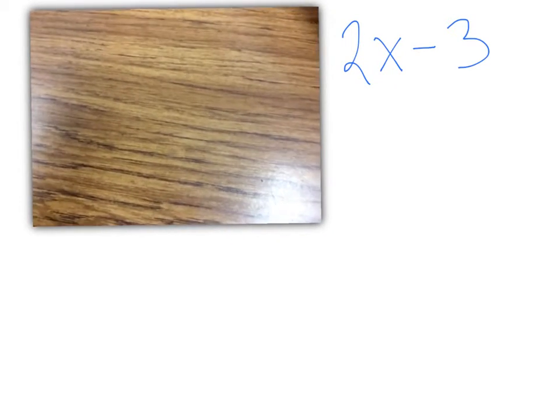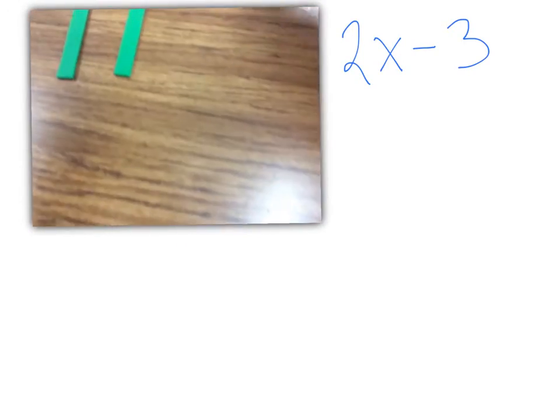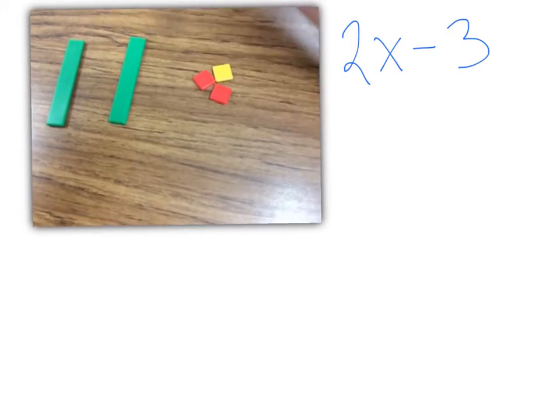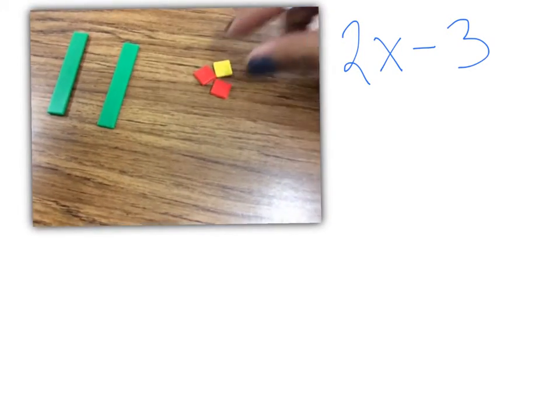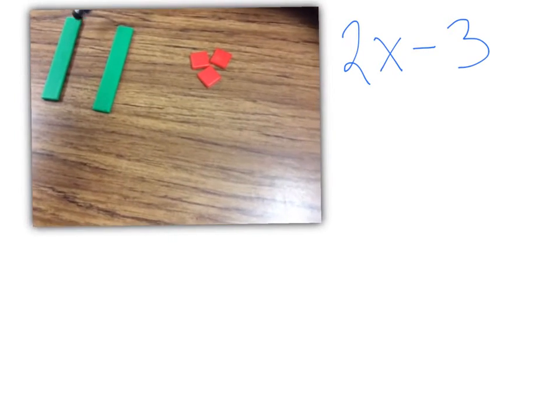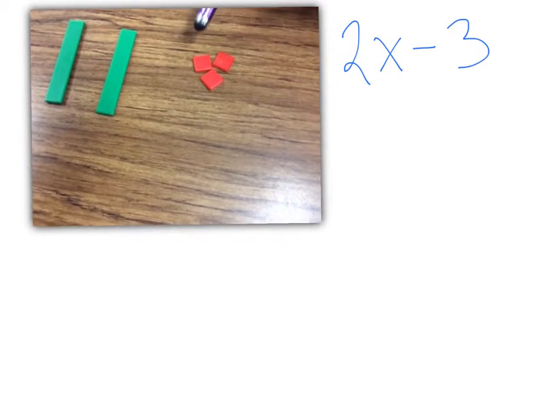Okay, the next expression that I want to try to model is 2x minus 3. So I will use the x tiles and I will have 3 constants. Now we just need to make sure they're flipped on the right side. So these are 2 positive x's and 3 negative constants. So again, this is already simplified as much as it can go.